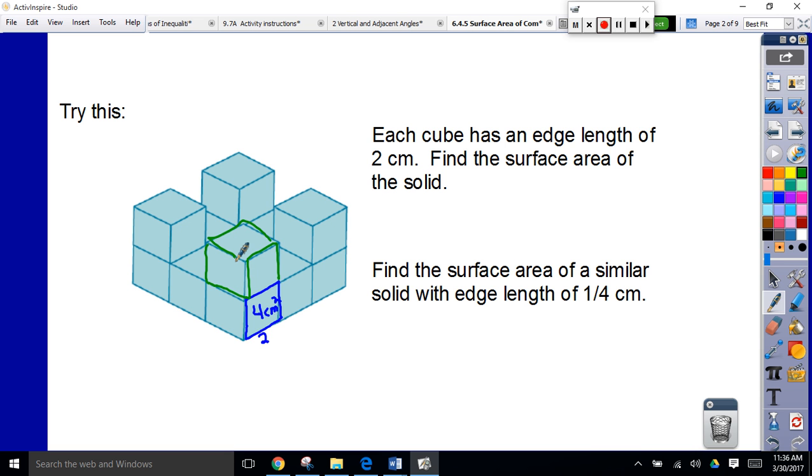Nick? How many do you think there are? I just found the surface area of one of the cubes, and then I thought there were 12 of them, so I multiplied by 12. Okay, but the problem with doing that is that some of the cubes are touching each other. So we can't count any of the surfaces where they're touching, only the ones that are exposed.